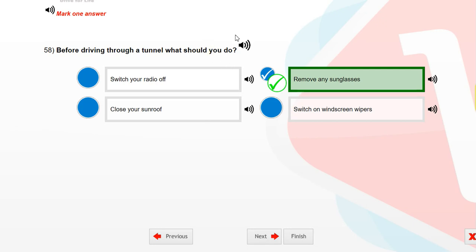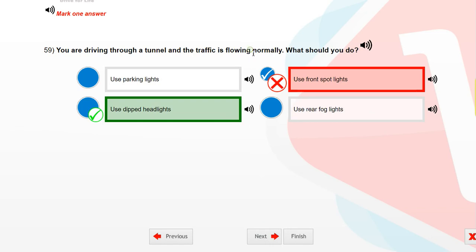Before driving through a tunnel, what should you do? Remove any sunglasses. You are driving through a tunnel and the traffic is flowing normally. What should you do? Use dipped headlights.